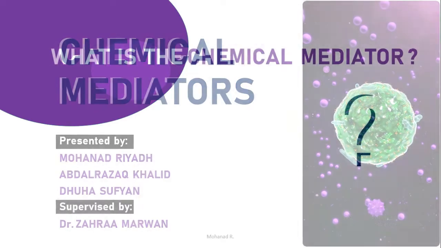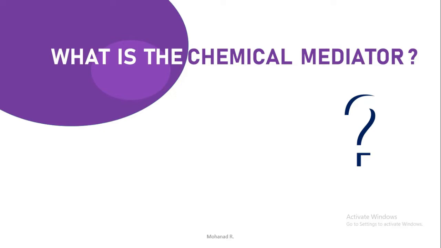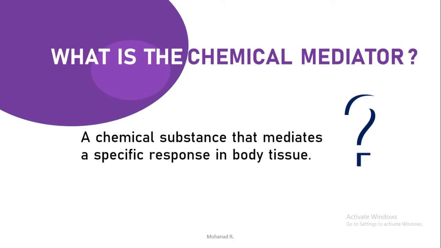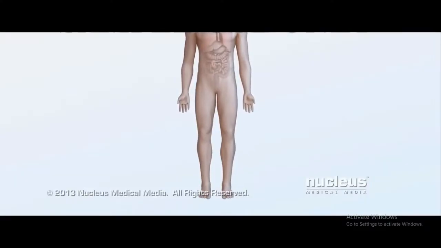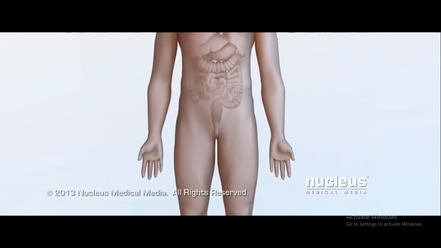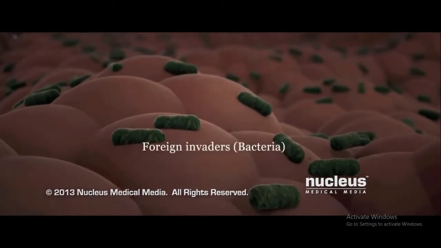I'm going to start with the definition, or what's the chemical mediator? It's a chemical substance that mediates a specific response in body tissues. So it doesn't make the response itself, it mediates it. It's something like a messaging system between cells, and generally chemical mediators have a short lifespan. In this video, we are going to know more about the roles of chemical mediators.